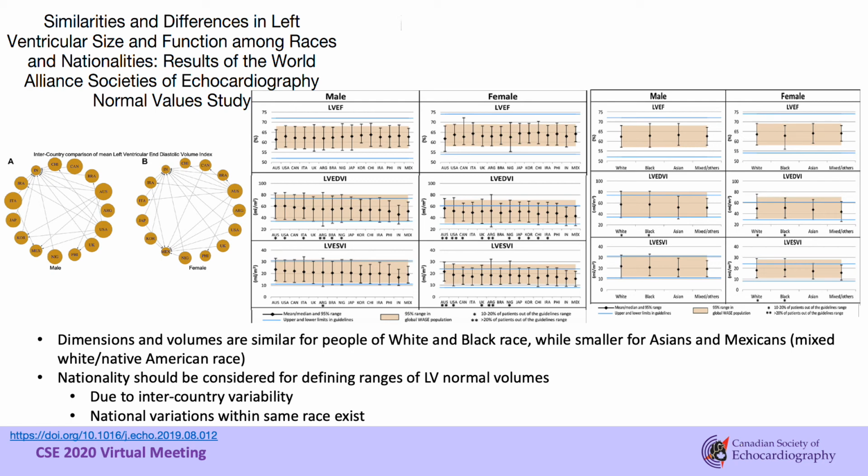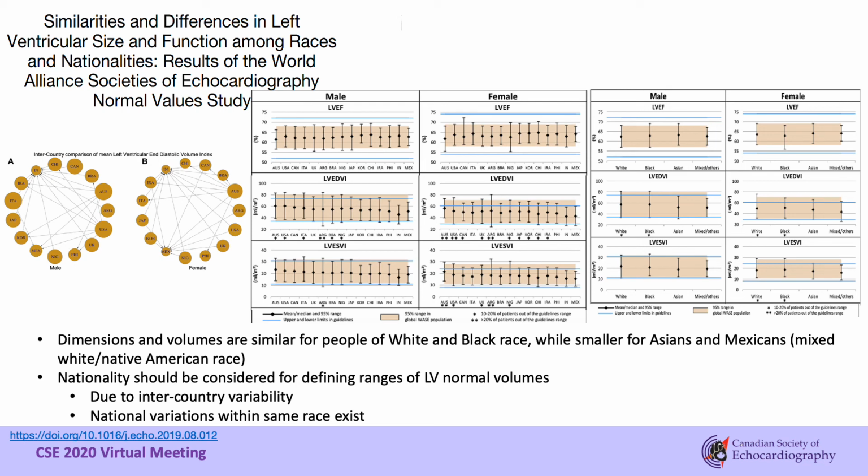And across the bottom, you can see it by country as well as by white, black, or Asian race. The brown shaded area is the global WASE upper and lower limits of normal. The blue bars indicate the current guidelines upper and lower limits of normal. As you can see, there are no differences in ejection fraction across the countries or by race.